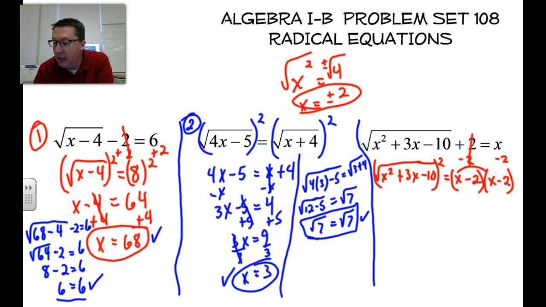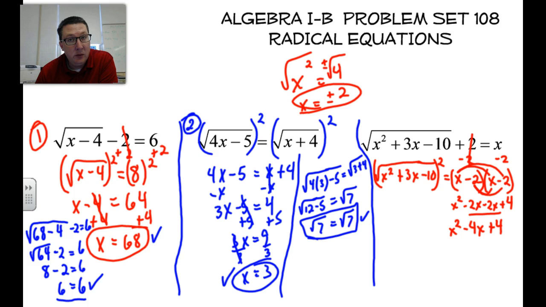When I FOIL this, x times x is x squared. X times negative 2 is negative 2x. Negative 2 times x is negative 2x. Negative 2 times negative 2 is positive 4. So we combine our like terms. We have an x squared minus 4x plus 4. Okay, that's what we got when we squared the right side.